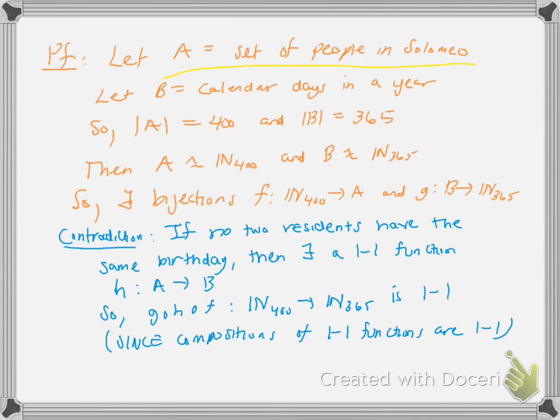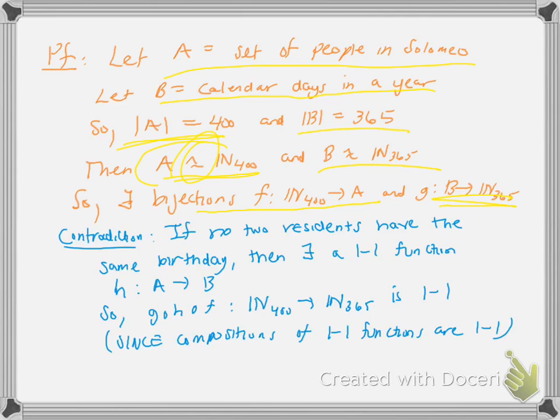First, let A equal the set of people in Solomeo. Let B equal the calendar days in a year. So that means the cardinality of A is 400 and the cardinality of B is 365, right? Then we know that A is equivalent to N sub 400 and B is equivalent to N sub 365, because they're finite. So that means there exist bijections, F that goes from N sub 400 to A. And remember, because equivalence is an equivalence relation, it's symmetric, so we can go from N sub 400 to A instead of A to N sub 400, right? And G, we keep the same. It's going from B to N sub 365.